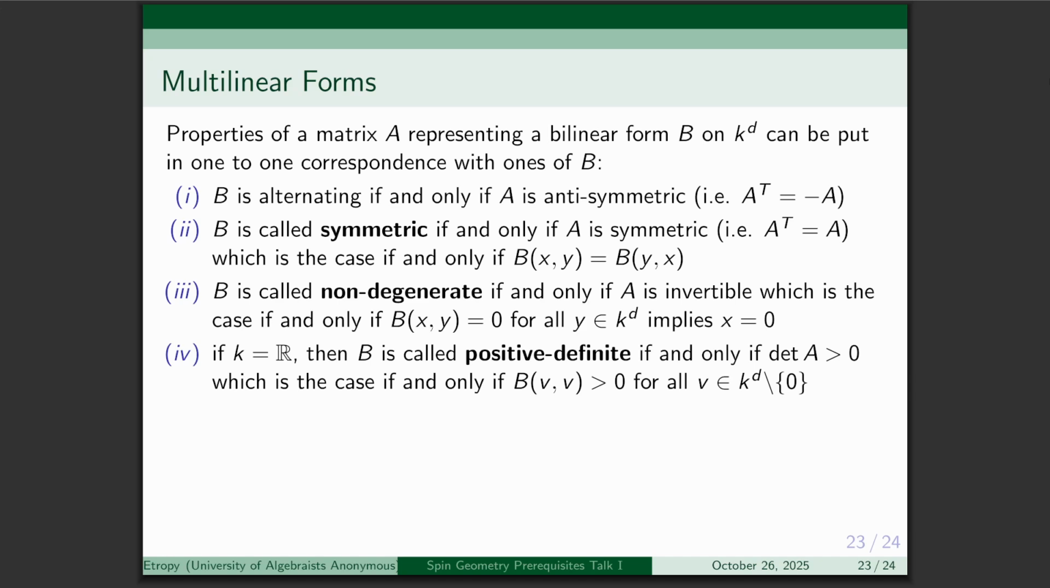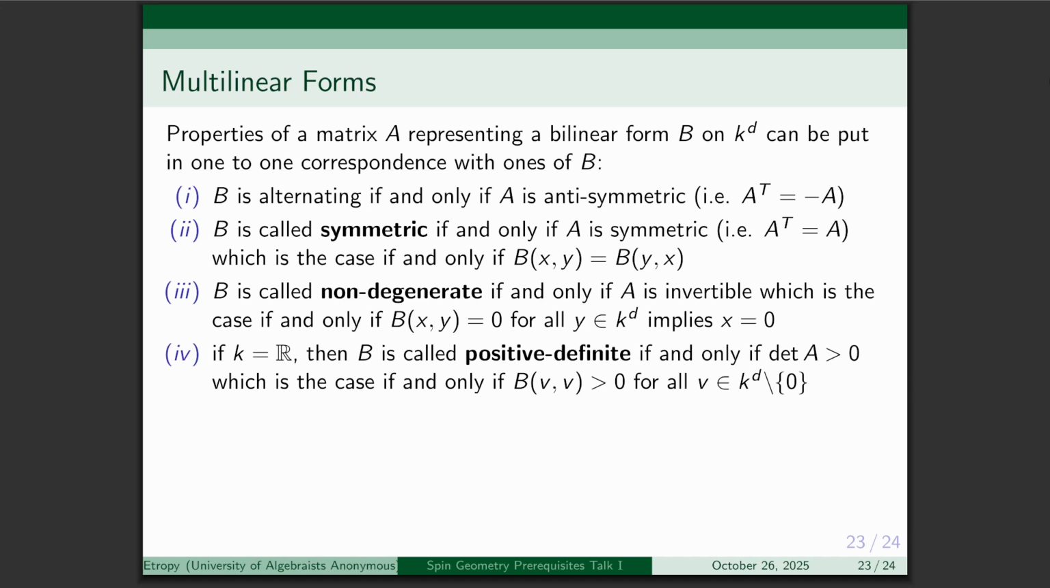And another useful condition to know is that of positive definiteness of real bilinear forms. So this is the case when the ground field is the reals. And that's just that the determinant of the corresponding matrix is positive. This means that the value of the bilinear form on any non-zero vector with itself is positive.